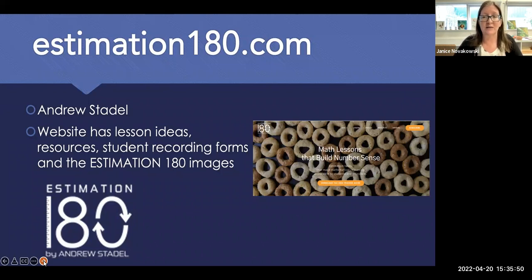The website also has lots of other lesson ideas and resources and student recording forms that you can use alongside the estimation 180 images.